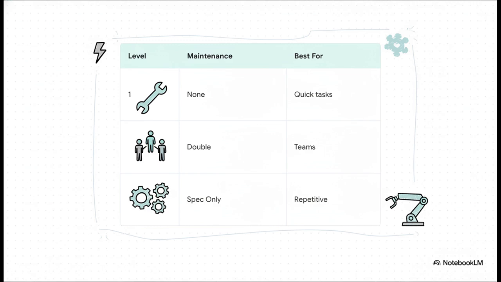Level 1, Spec-First, requires absolutely no maintenance and is perfect for solo tinkerers and quick one-off tasks. Level 2, Spec-Anchored, requires double the maintenance since you're maintaining the spec and the output, but it's practically mandatory for teams and creating living documentation. And Level 3, Spec-as-Source, requires maintaining only the spec, leaving the output entirely automated. But honestly, it should be reserved for those experimental frontiers and highly repetitive work.